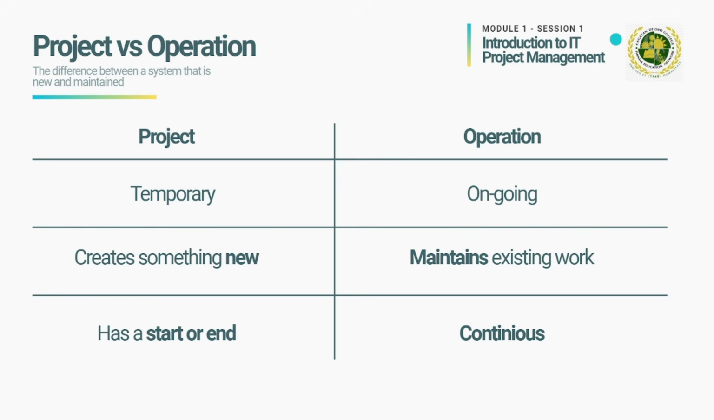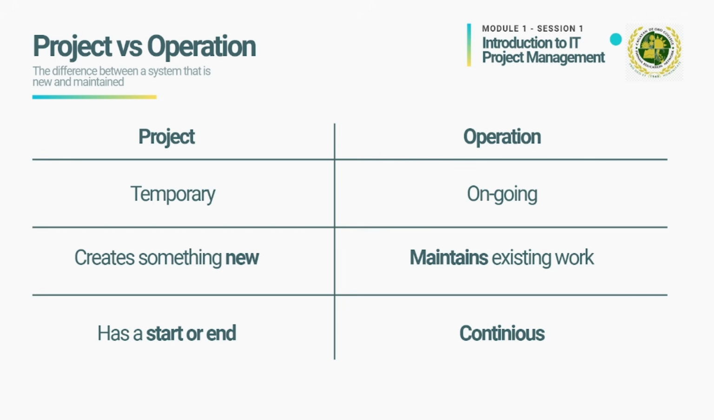So a project is temporary. As I recalled earlier, it has a start and an end. It is a temporary effort, right? It creates something new every single time. When we say operation, it is an ongoing process, maintains an existing work, and it is continuous. Now, operation is still a project, but it is a project that is updated over time. That is the definition of an operation.